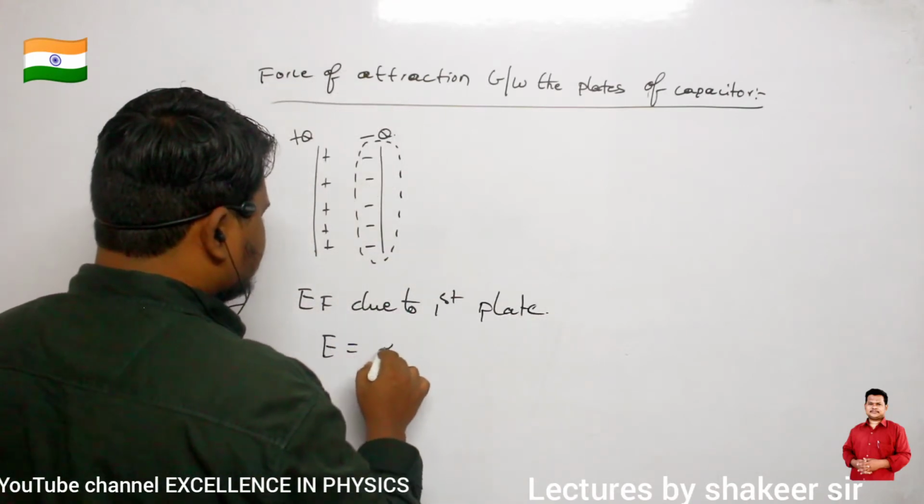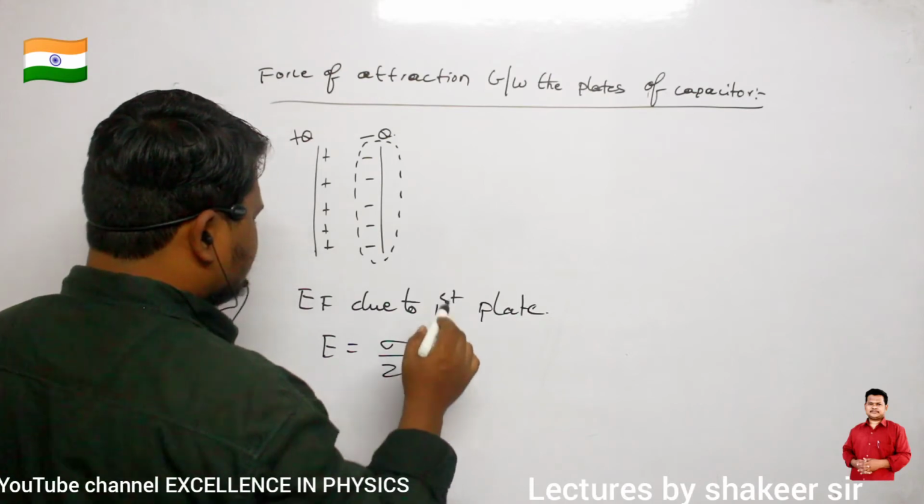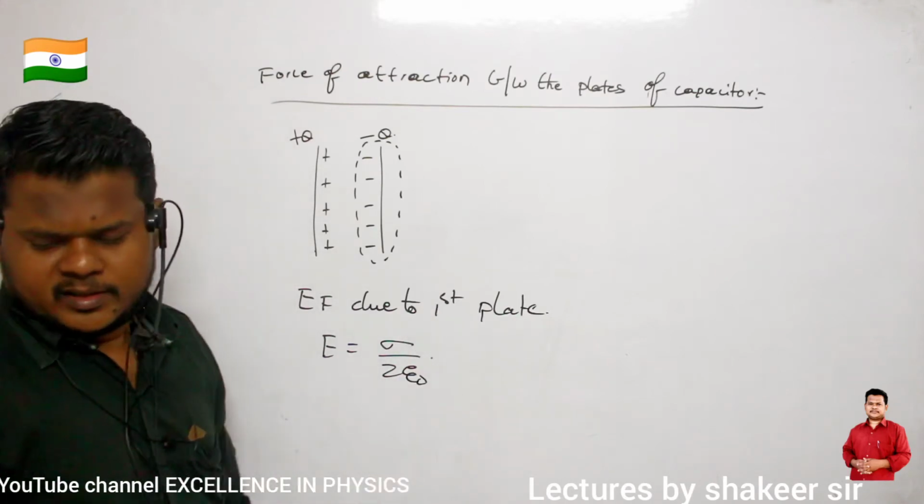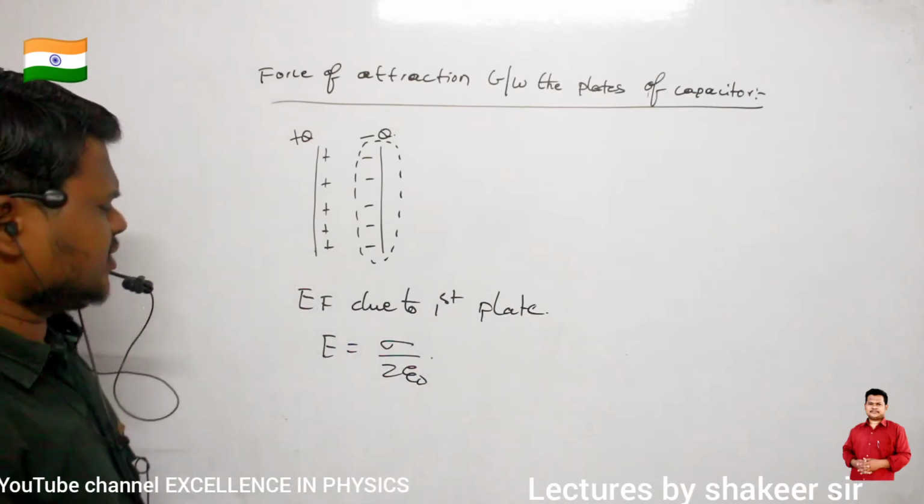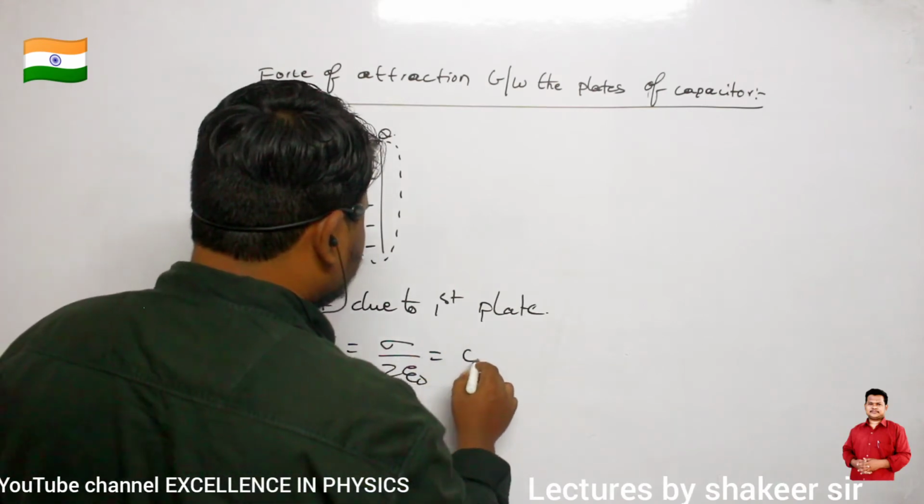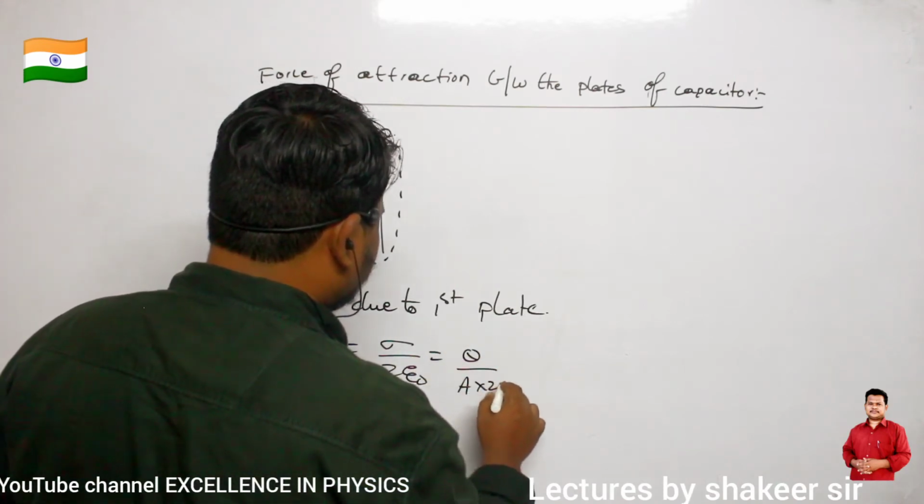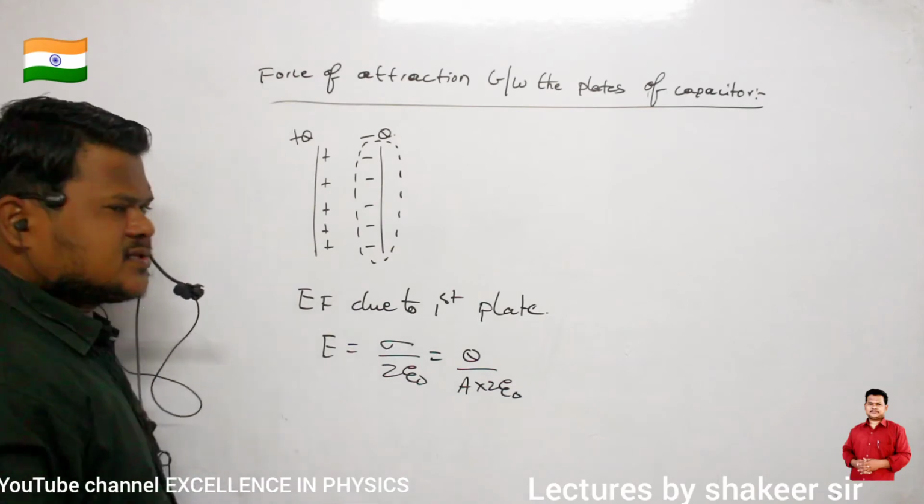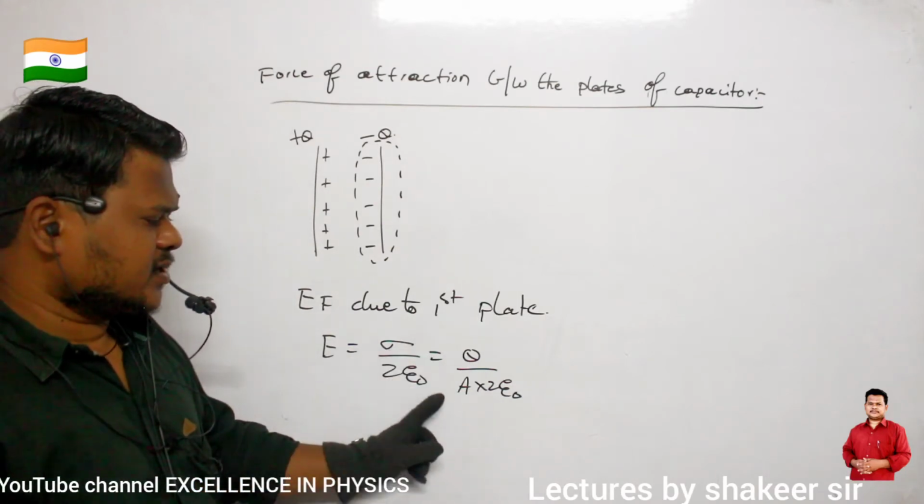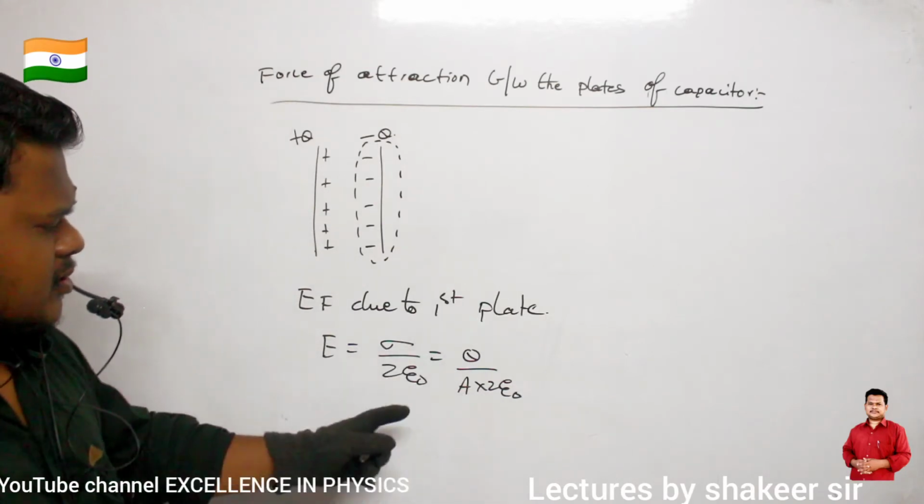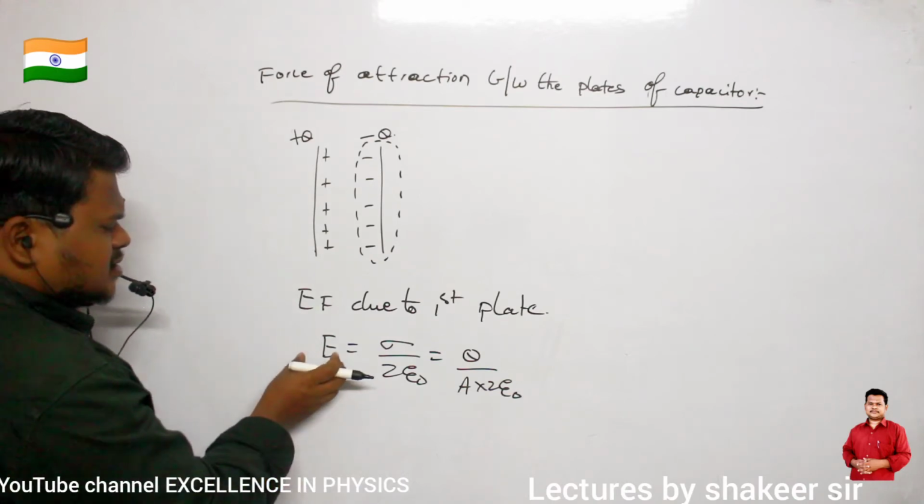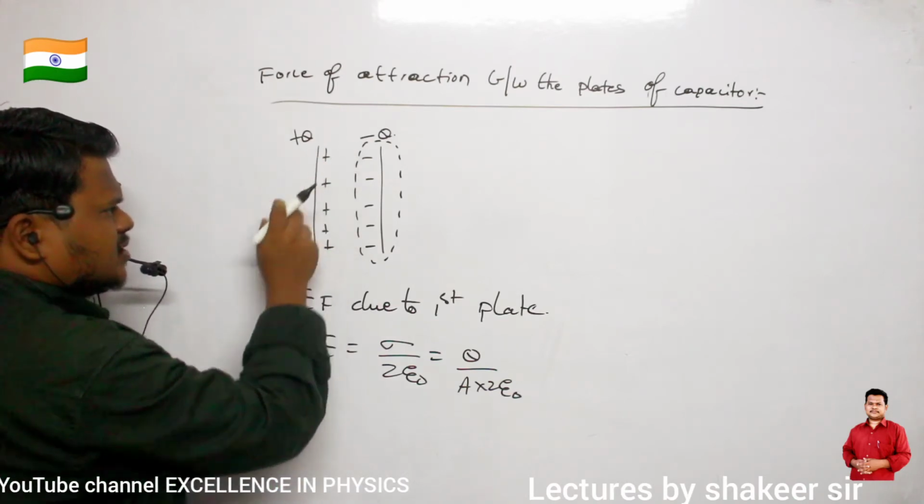E is equal to sigma by 2 epsilon naught. This is the magnitude of the electric field. What is sigma? Sigma is the surface charge density, so sigma is equal to Q by A. So E is Q by A into 2 epsilon naught, that is Q divided by 2 epsilon naught A. This is the electric field because of the positively charged plate.